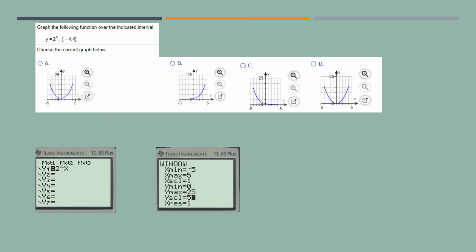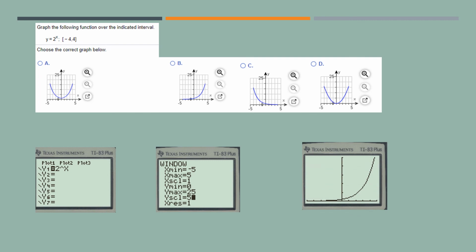And when we graph it, we get the graph like this. So comparing this with the given choices, we know that the answer is going to be B.